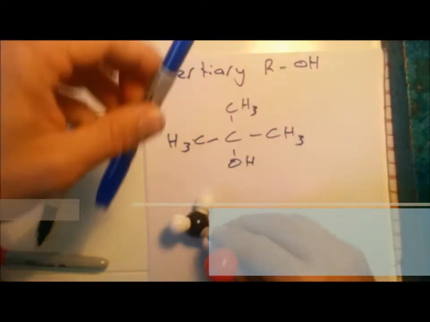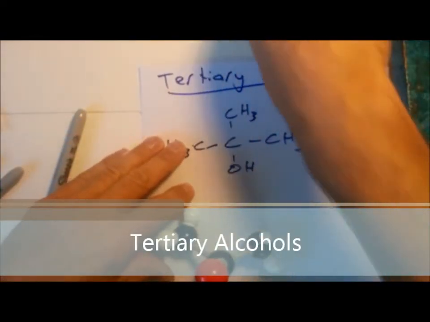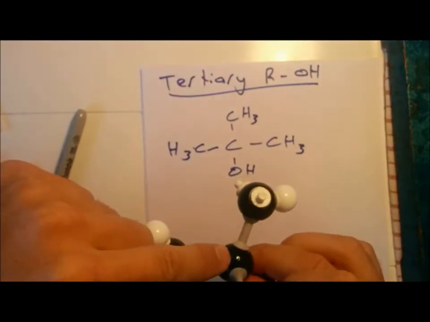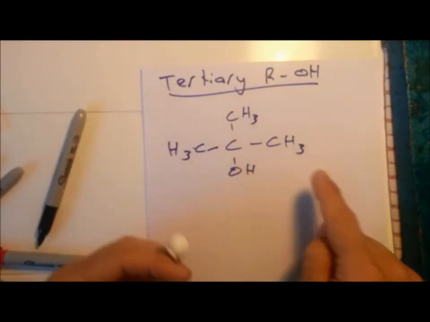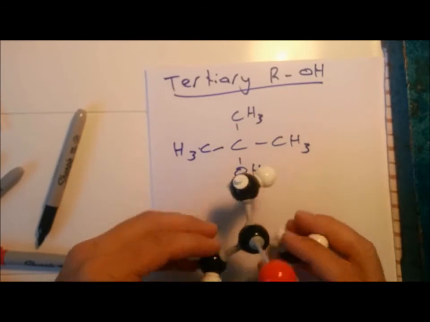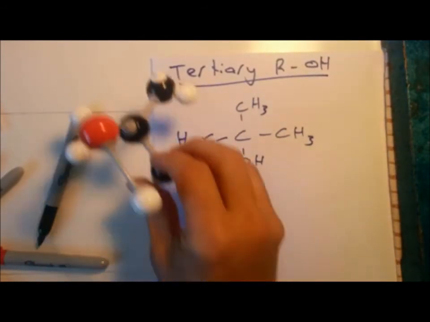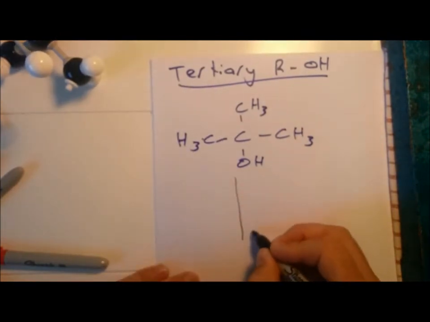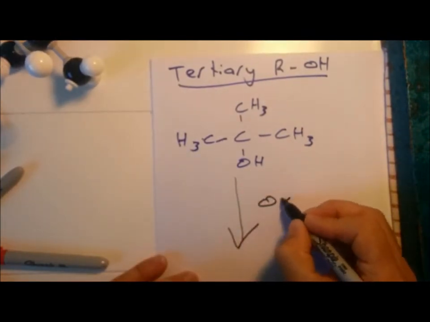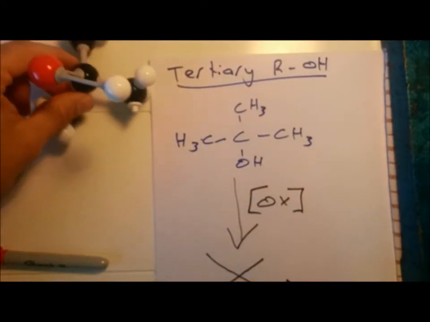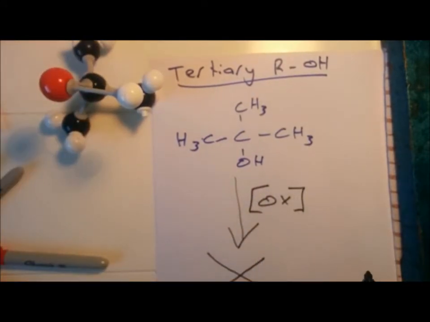Okay, so a tertiary alcohol, trying to oxidize a tertiary alcohol. Now, if you notice, you've got a carbon-carbon bond, carbon-carbon, and a carbon-carbon. So you've got 3 carbon-carbon bonds, which, as I said before, are really hard to break. So you can't actually oxidize a tertiary alcohol any further. So it doesn't actually react with any oxidizing agent that you have with it.